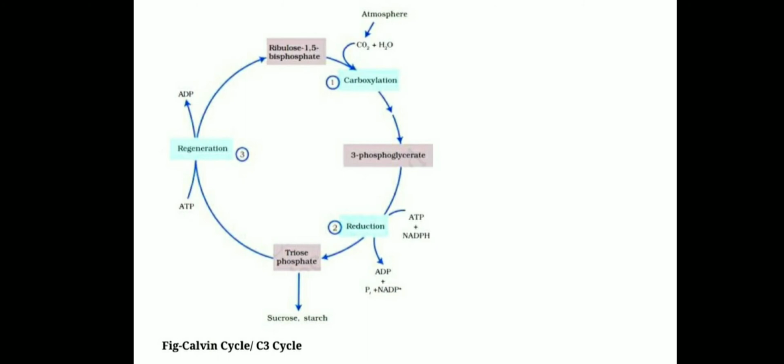Third is the triose phosphate, which again forms the RuBP molecule. So here RuBP is formed again, and 6 ATP molecules are used to form 6 molecules of RuBP. So this third process is called the regeneration process. So in the Calvin cycle we have three processes: carboxylation, reduction and regeneration.